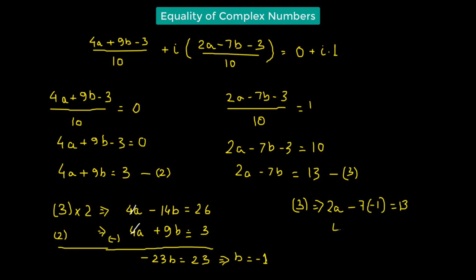So we have 2a minus 7 multiplied by negative 1 equals 13. So we have 2a plus 7 equals 13. 2a equals 13 minus 7. So 13 minus 7 is 6. So that gives us the value of a to be equal to 3. So we have a equals 3 and b equals negative 1. Let's go to the next question.